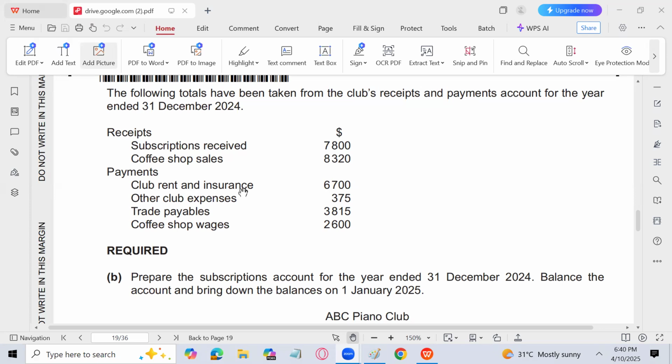तो देख लेंगे. अच्छा देखिए जी, पेमेंट्स में देखें क्या लिखा हुआ है. क्लब रेंट एंड इंश्योरेंस, क्लब अदर क्लब एक्सपेंसेस, ट्रेड पेबल एंड कॉफी शॉप वेजेस. What is this amount of trade payables? In payments the trade payables are given. What is this? Anybody who can tell me? जो suppliers को amount pay करनी है.